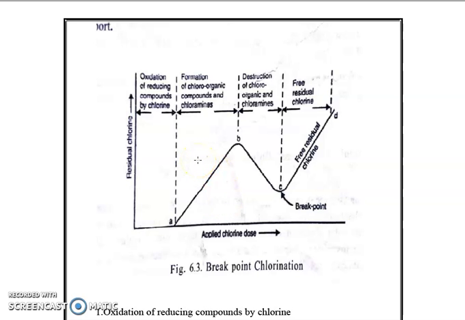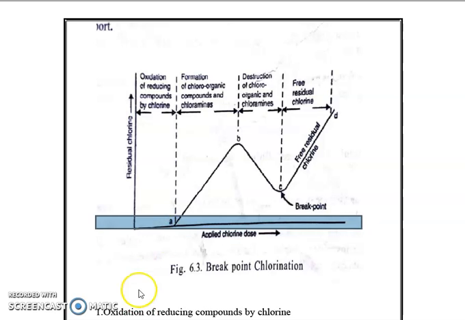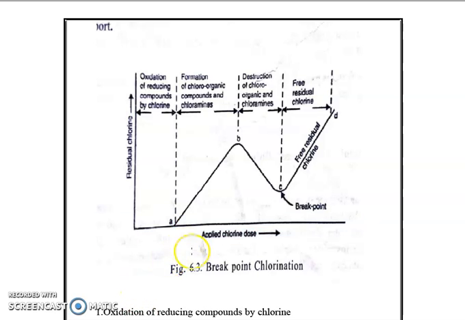Initially, the chlorine added is completely utilized for oxidation of reducing compounds. Then the amount of free residual chlorine is 0. The graph starts at this point, noted as A. Again chlorine is added. The chlorine reacts with organic compounds and amines present in water, forming chloro-organic compounds and chloramines.